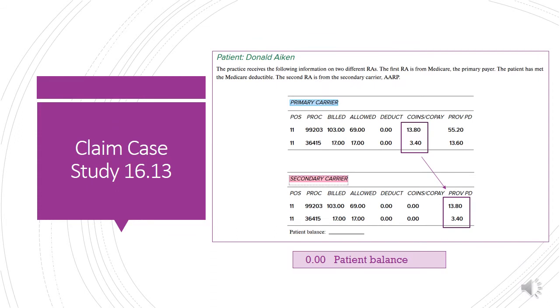For patient Donald Aiken, the practice receives the following information on two different RAs. The first RA is from Medicare, the primary payer. The patient has met the Medicare deductible. The second RA is from the secondary carrier, AARP. Again, we have another Medicare patient with coinsurance due of $13.80 for the first charge and $3.40 for the second. The coinsurance amounts are submitted to the secondary payer and were covered, paid to the provider. The patient owes nothing. The secondary carrier covered the coinsurance amounts from Medicare.